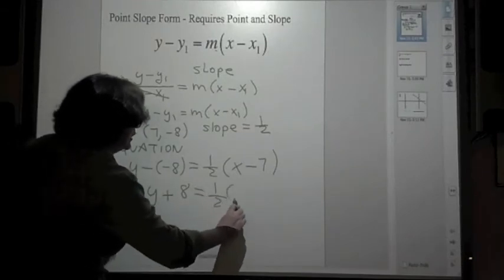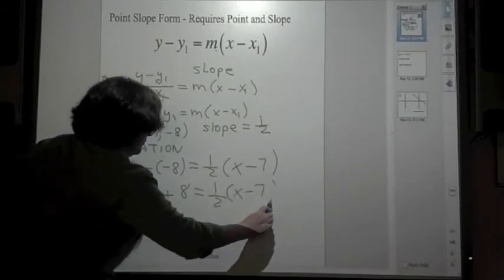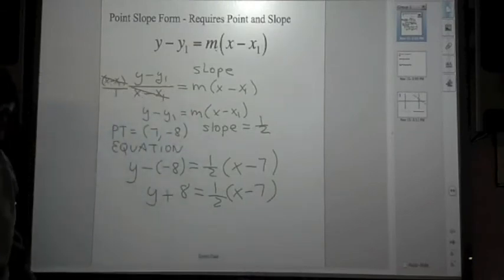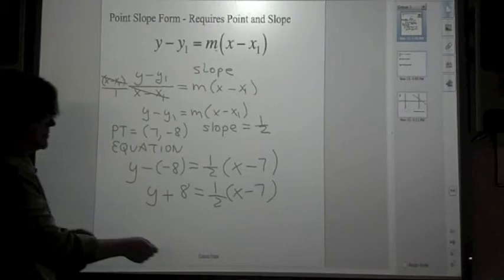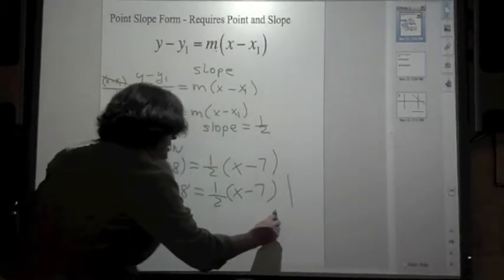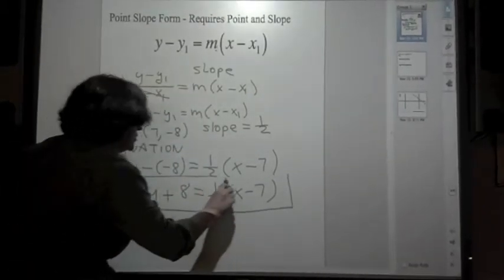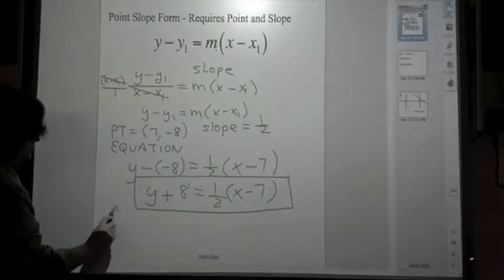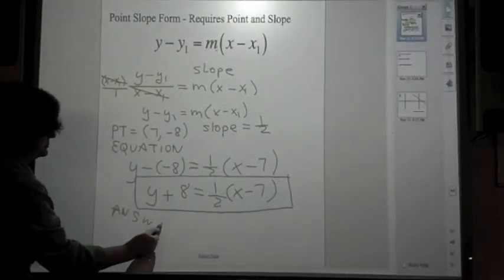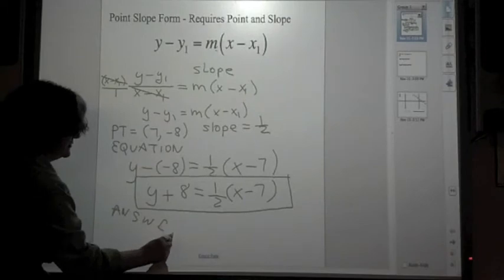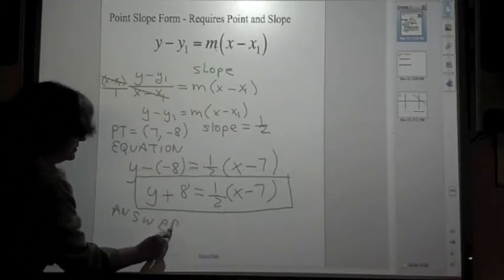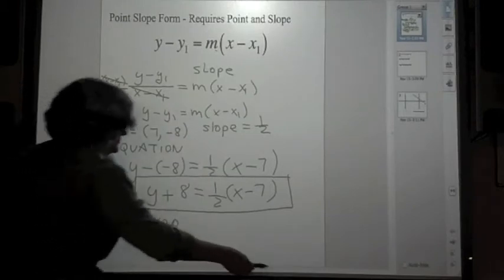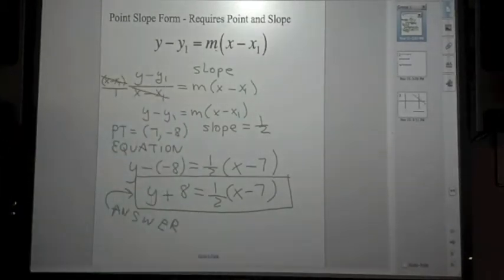Now here comes the really weird part. You're done. It looks like you should still do more work, but this is, in fact, the answer. Let's try the next piece.